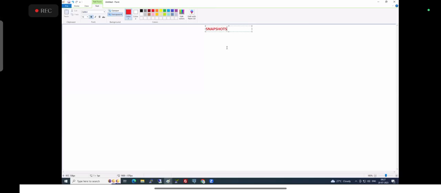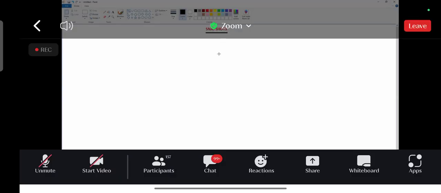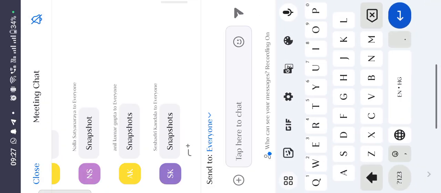Snapshots. So generally, what is a snapshot in general? Snapshot.